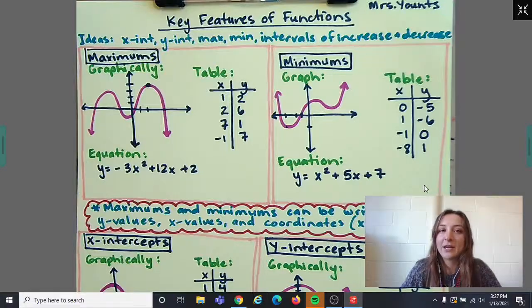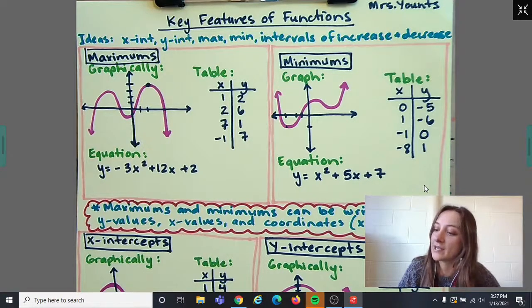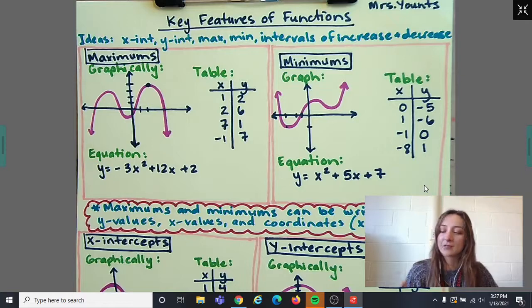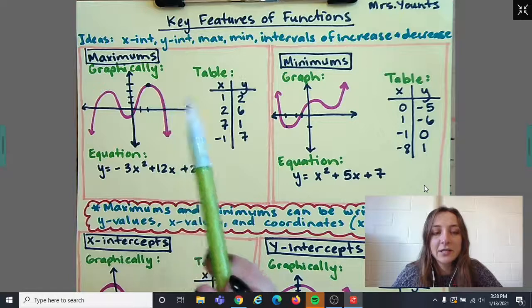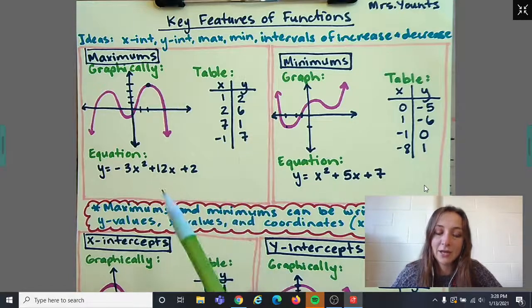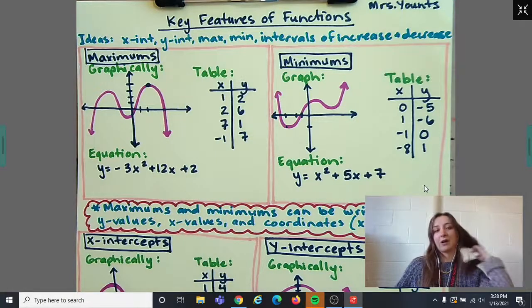Today we're going to be working with key features of functions, and those ideas include x-intercepts, y-intercepts, maximums, minimums, and intervals of increase and decrease. So let's start with maximums and minimums, and we're going to look at these three different ways: graphically, looking at a table, and looking at an equation. So let's start with graphically.